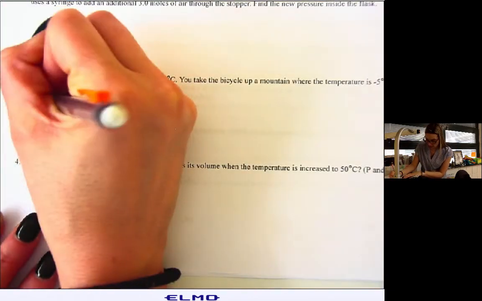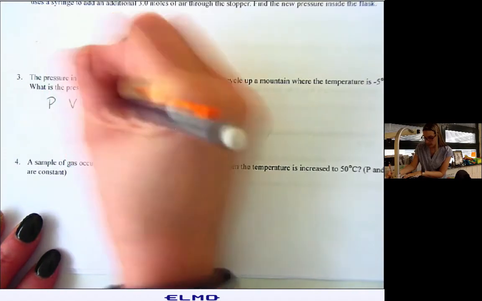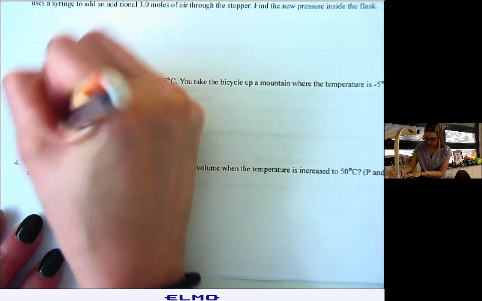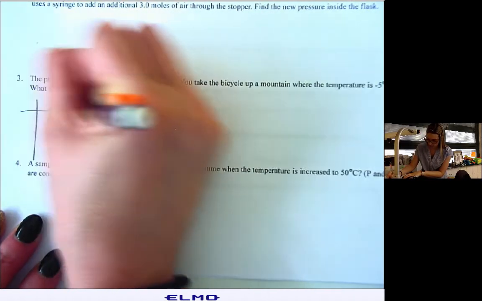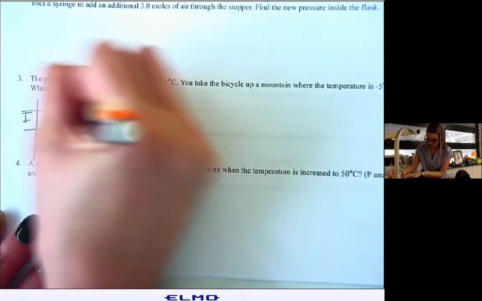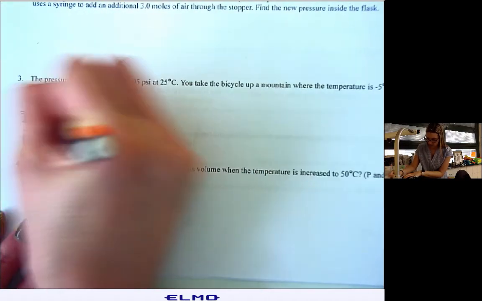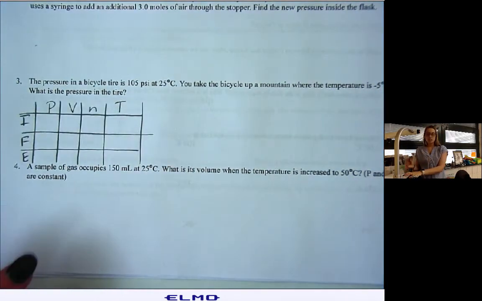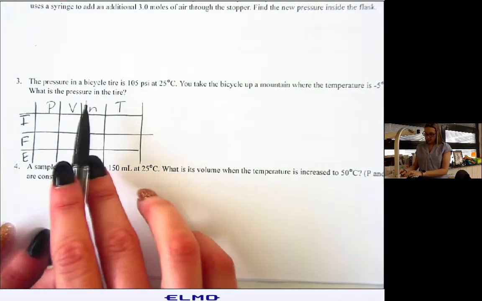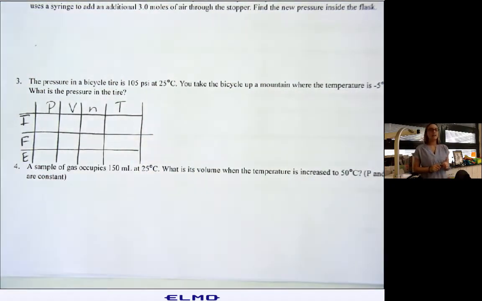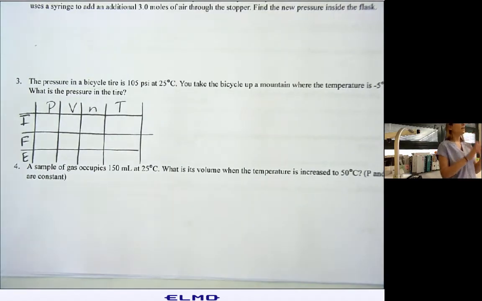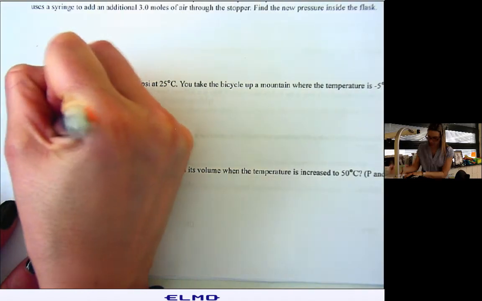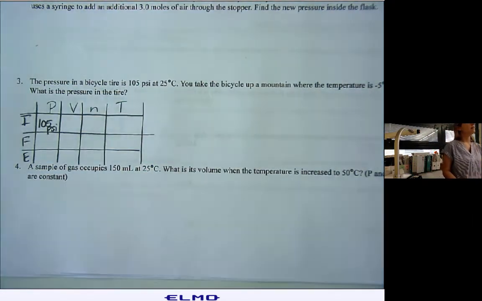So I'm going to start by setting up the PVnT table, and you can make it as big or as small as you need, as long as you can fit your numbers in here. So I have initial, I have final, and I have effect. Now I go through and I read this problem. The pressure in a bicycle tire is 105 psi. So in my initial pressure, I'm going to put 105 psi.